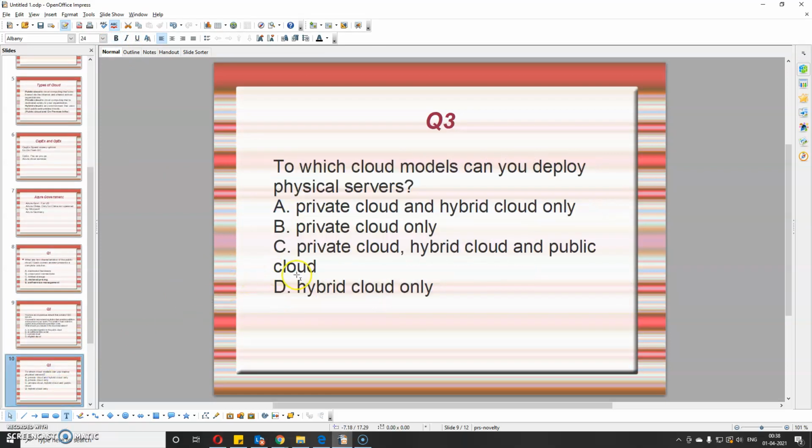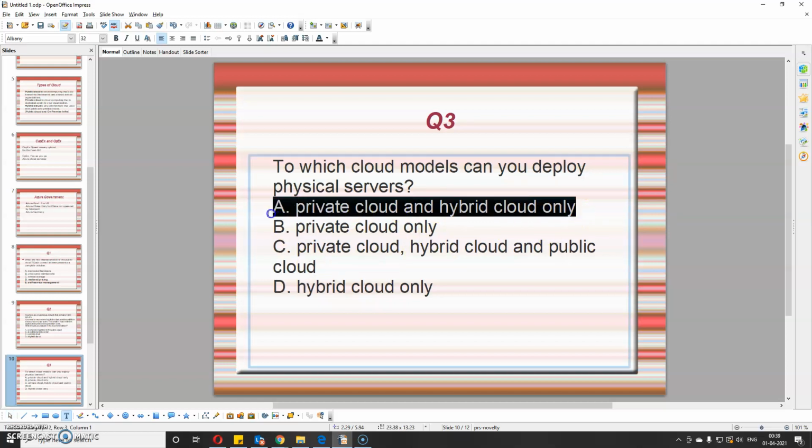Now I'll go to slide 3. In slide 3, to which cloud model can you deploy the physical server? Okay, so private cloud and hybrid cloud. Yeah, in private cloud you can deploy physical servers, and in hybrid cloud we can also deploy physical servers, because hybrid cloud is on-premises servers plus public cloud. So this option is correct, but I will cross-check the other options as well. Private cloud only, this is not the case. Private cloud, hybrid cloud and public cloud, this is not the case, because in public cloud we can't deploy physical servers. I mean, the server deployment is not in our control, it is controlled by Azure only. Hybrid cloud only, this option is also not correct. So private and hybrid cloud, we can deploy our physical servers. This is the correct one.